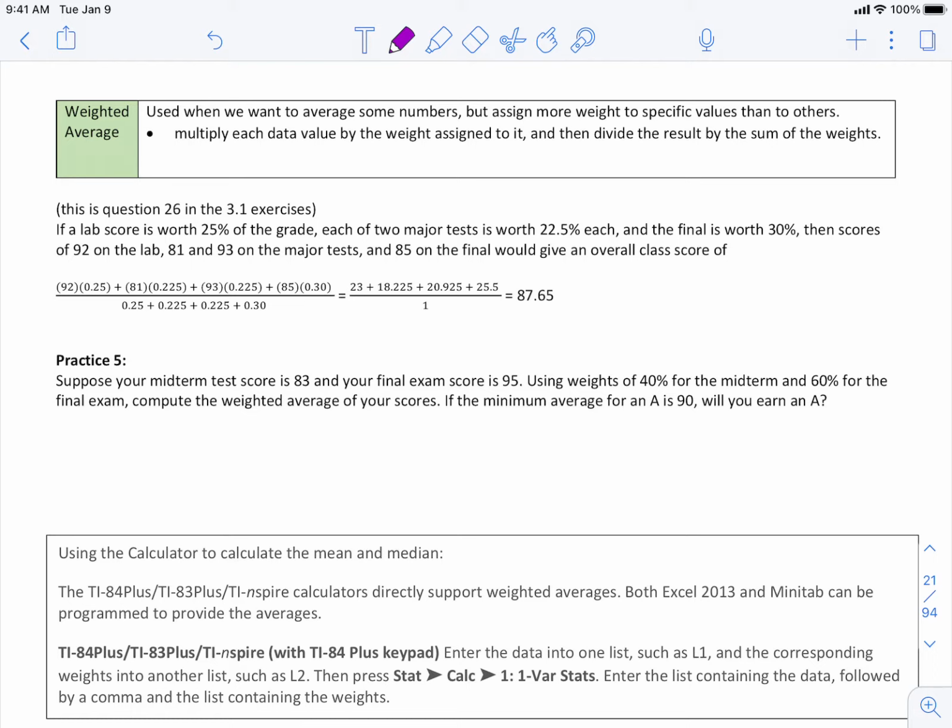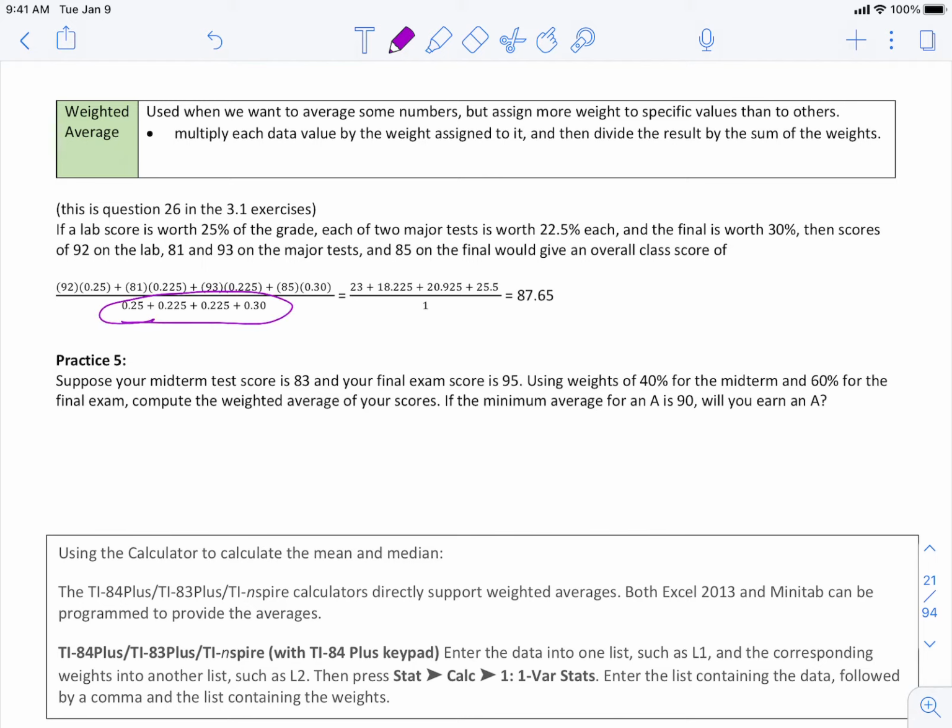It says if lab scores were 25% of the grade, each of 2 major tests is worth 22.5%, and the final was 30%, then scores of 92 on the lab, 81 and 93 on the major tests, and 85 on the final will give an overall class score of, so you can see we multiplied by each of the factors, and then we divide by the total of the weights, okay?